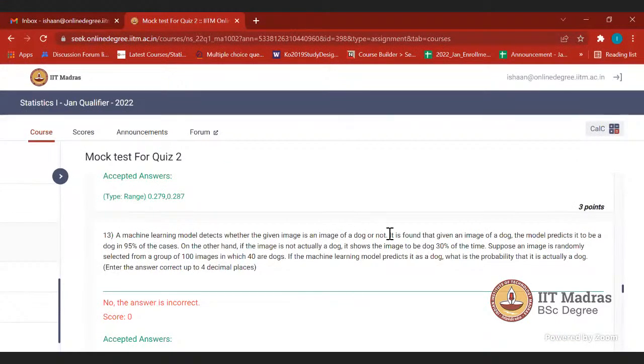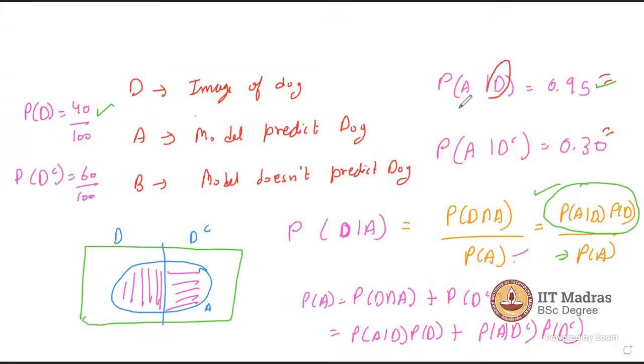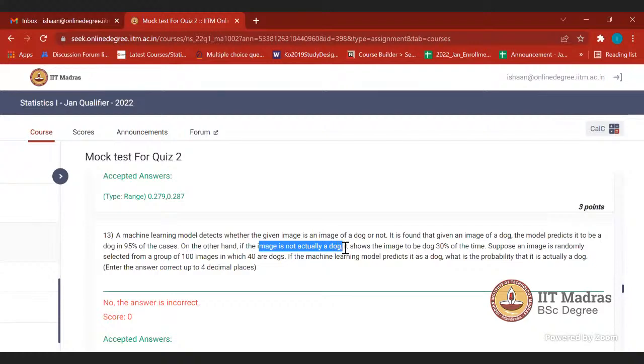Okay. See, from here, if you see, it is found that given an image of dog, we are given that the image is of dog. So given D, the model predicts it to be a dog in 95% of cases. So what does it mean? Given dog, the model predicts it to be dog in 95% of cases. In the next line, it says if the image is not actually a dog, it means it is given to you that the image is not of dog, but the model still predicts it to be dog 30% of the times. And then it is given to you that out of 100 images, 40 are of dogs. So the probability of dog images and the probability of not being a dog image, right?